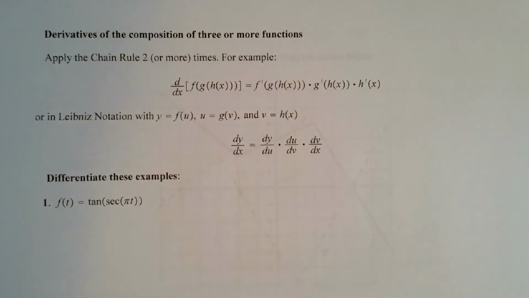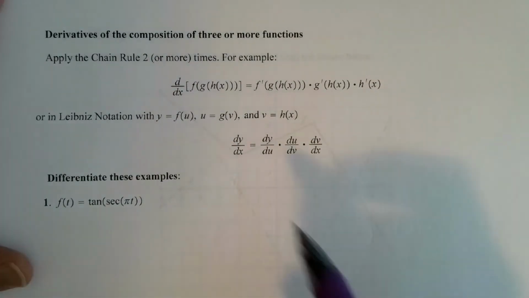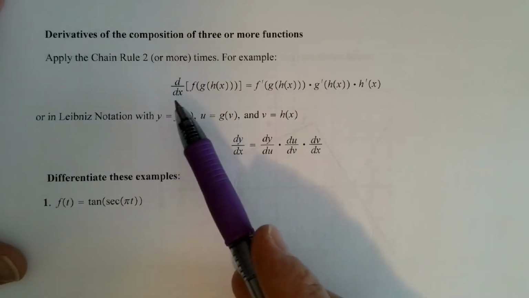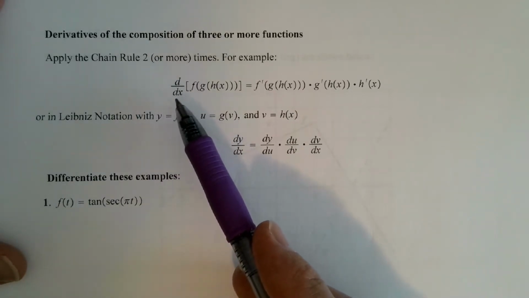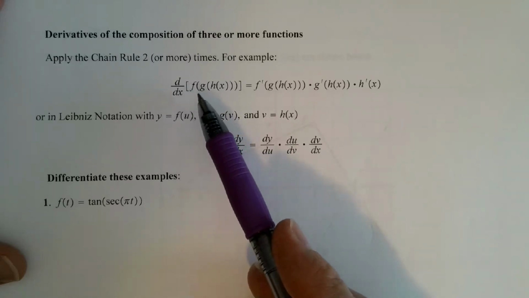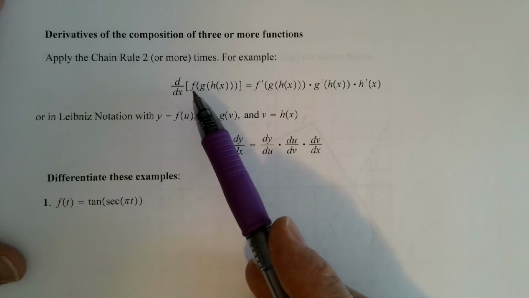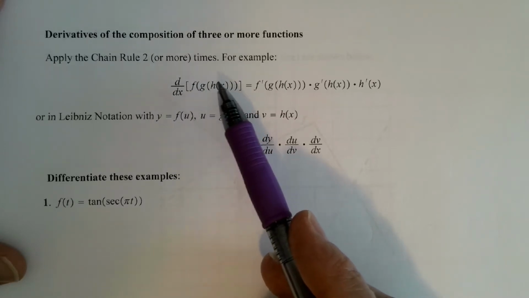Okay, so we now want to take a look at situations where we have a composition of three or more functions, where we have to apply the chain rule two or more times. So for example, suppose I'm taking the derivative, and this looks pretty complicated here, but follow me here. We have three functions, f, g, and h. h is the innermost function.